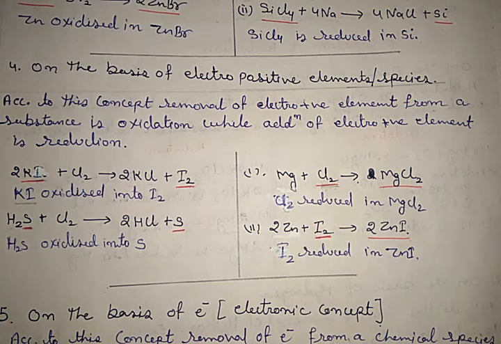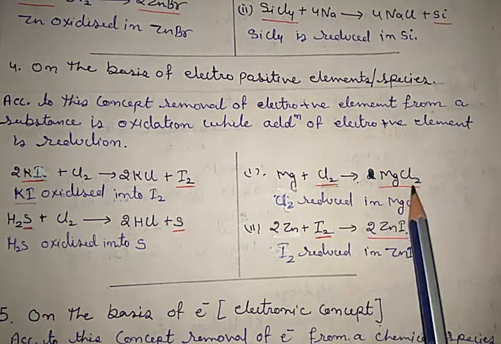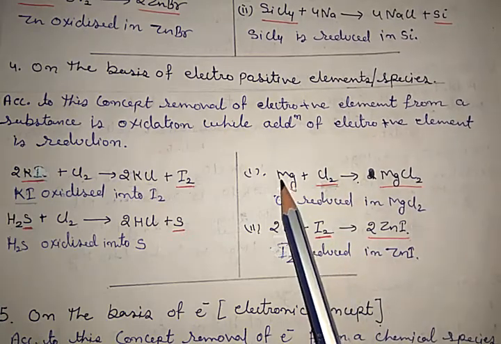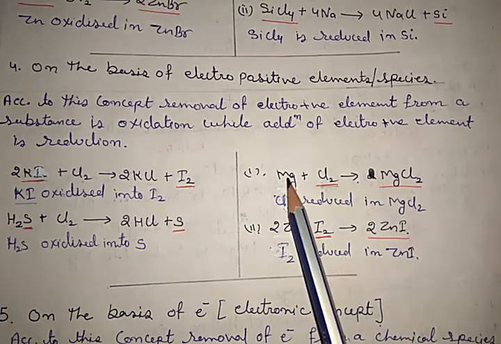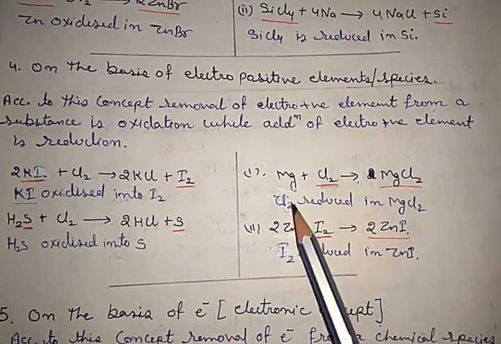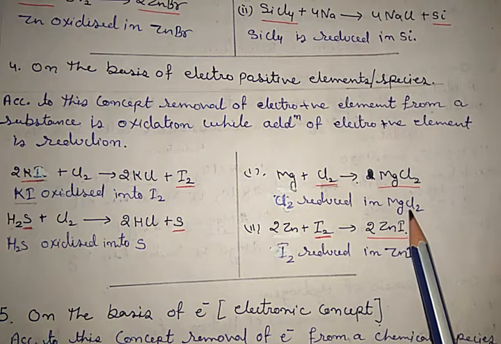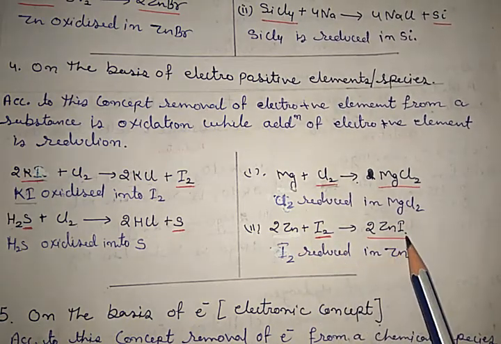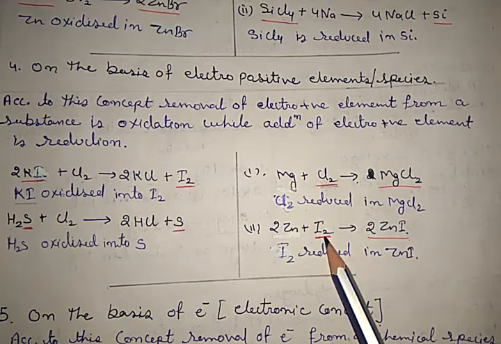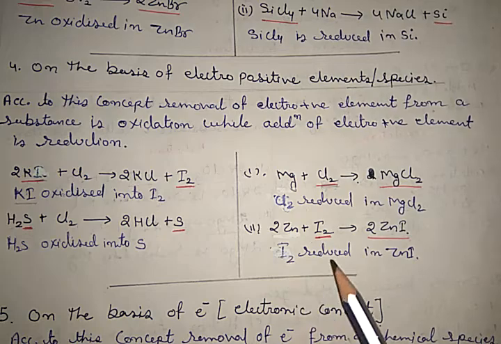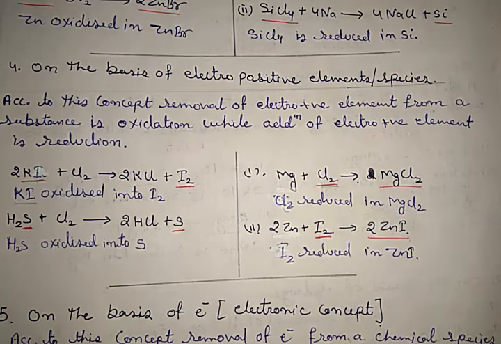If we consider the example of reduction, then Mg plus Cl2 equals MgCl2. Here chlorine and that chlorine, magnesium is added, which is positive. So we can say that chlorine Cl2 is reduced in MgCl2. Similarly, zinc reacts with iodine and forms zinc iodide. Here iodine, the positive zinc is added, so we can say that iodine is reduced in zinc iodide.